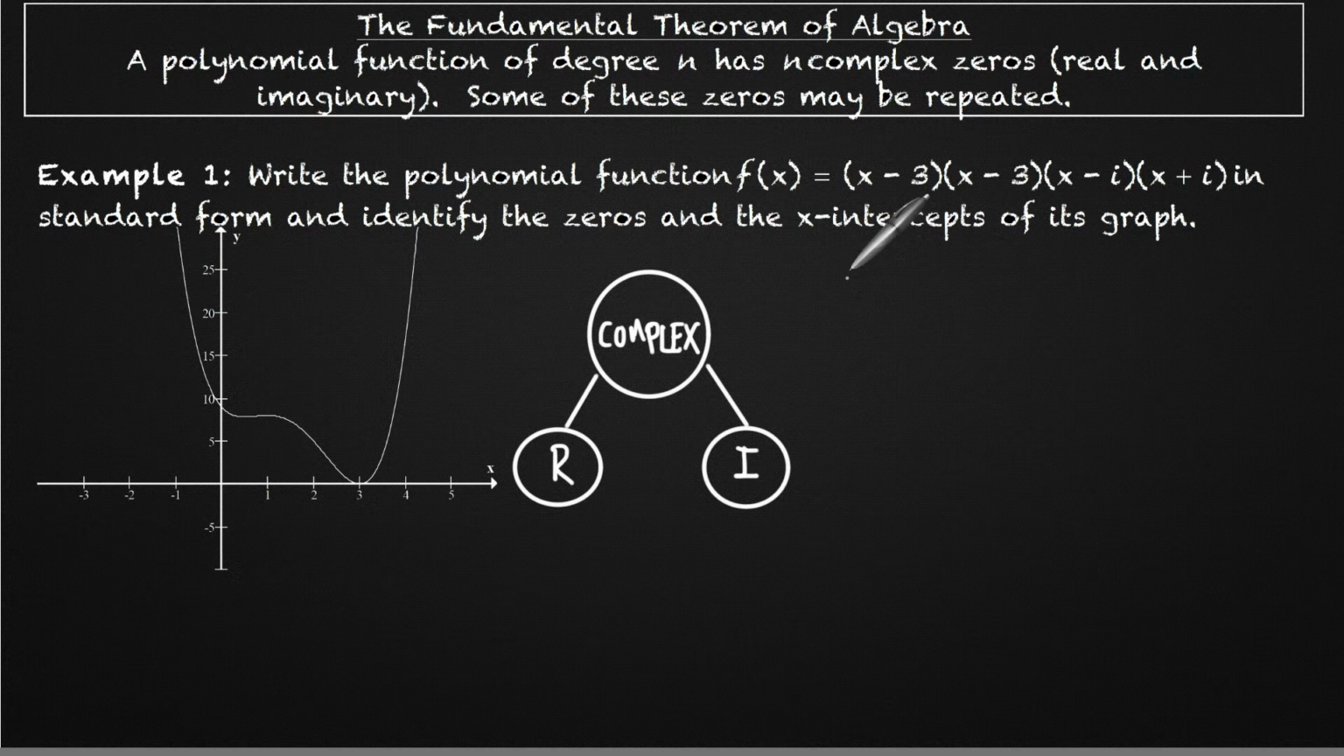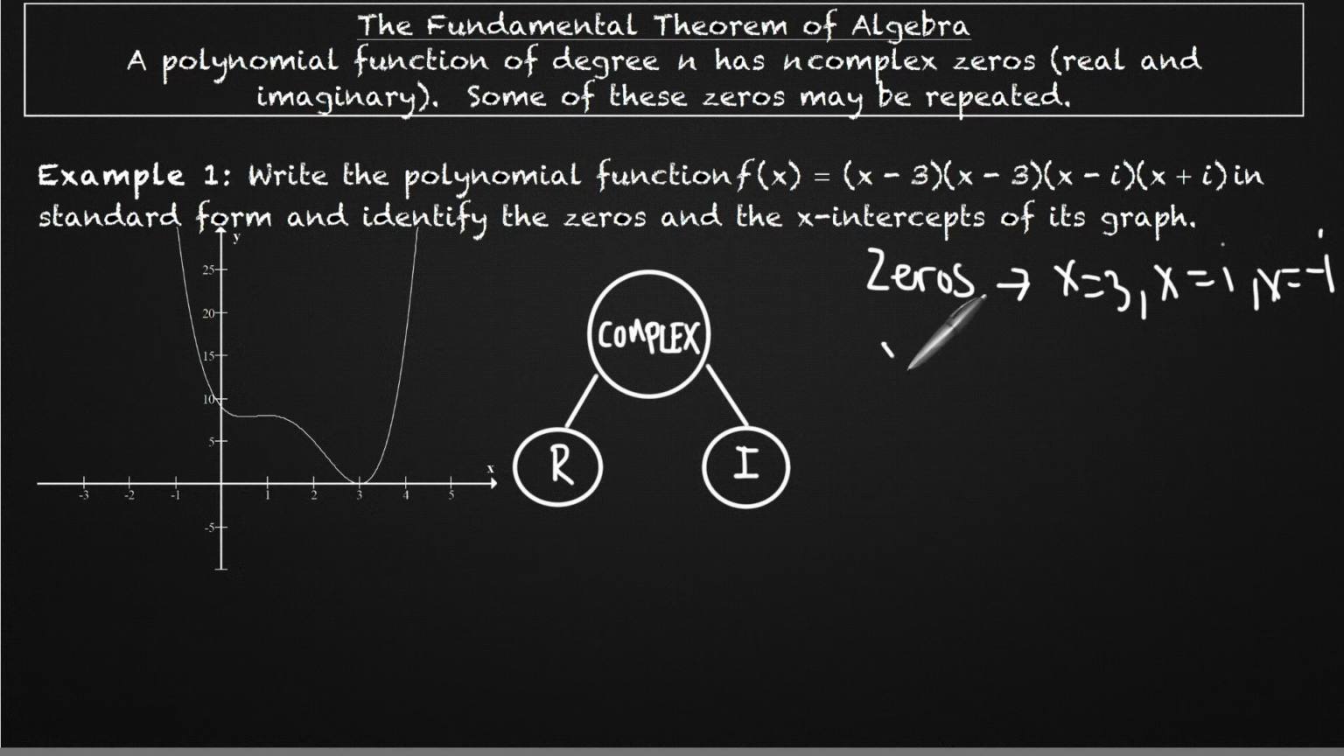So what we want to do is identify the zeros. Well, the zeros would be any number that would cause this function to be equal to 0. So x equals 3, x equals i, and x equals negative i. Those are all the zeros. Now, x-intercepts, those are only the real roots because that is where it actually crosses or touches the x-axis. So make sure that you are distinguishing between zeros, any number that makes the function 0, and an x-intercept, which are only the real solutions.